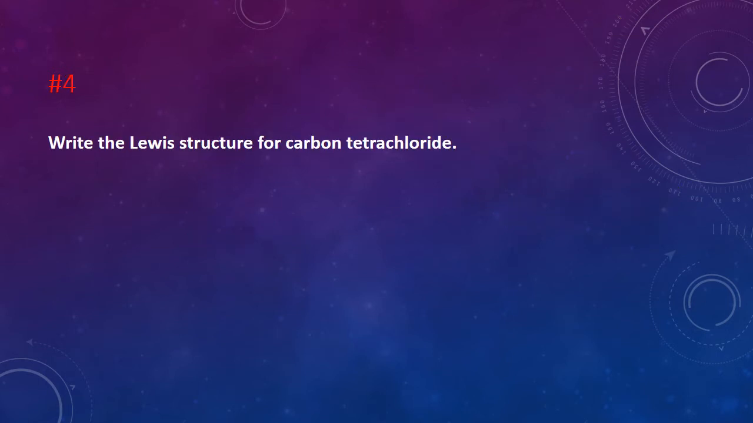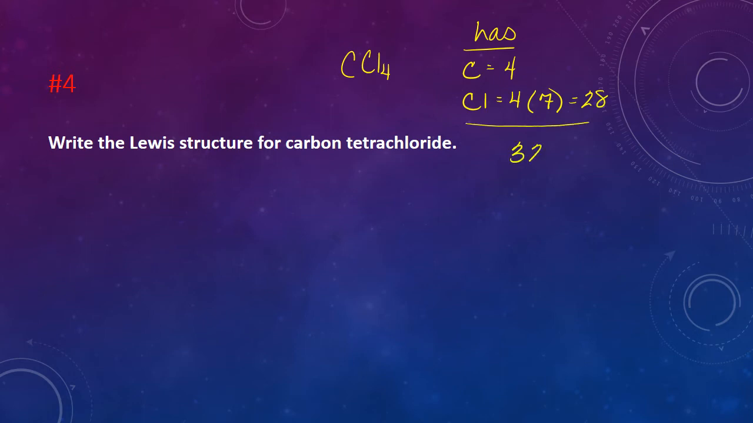All right, so the Lewis structure for carbon tetrachloride. Well, first we have to have the formula, so CCl4. We have to figure out how many valence electrons this has. Carbon has 4 valence electrons, and there are 4 chlorines, and each one has 7, so that's 28. So this molecule has 32 electrons.